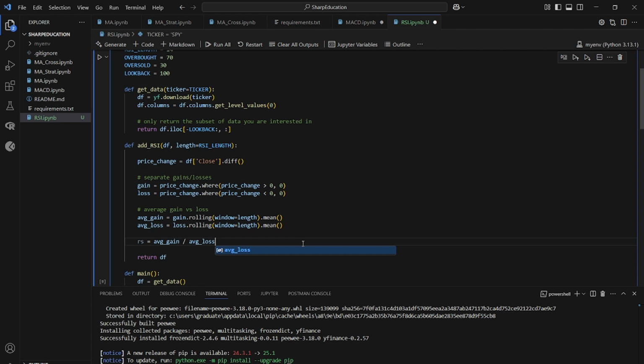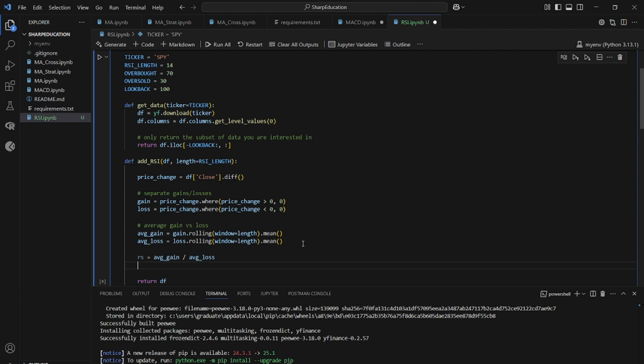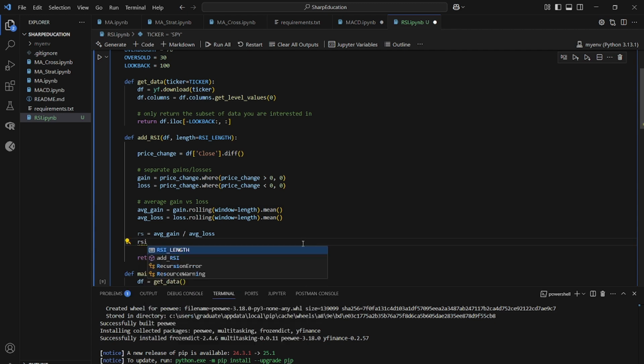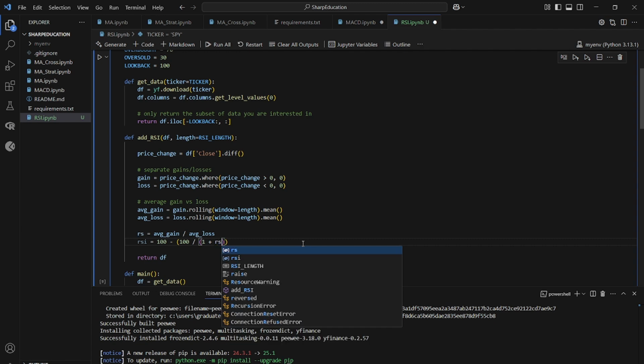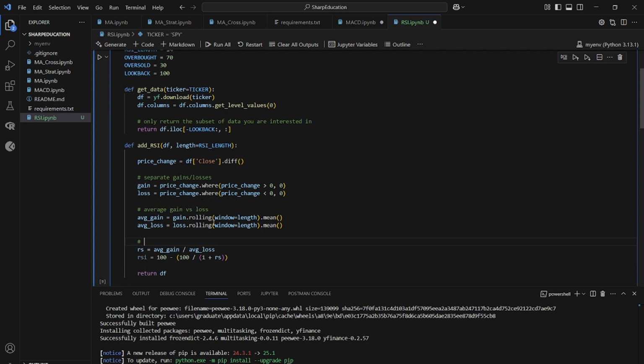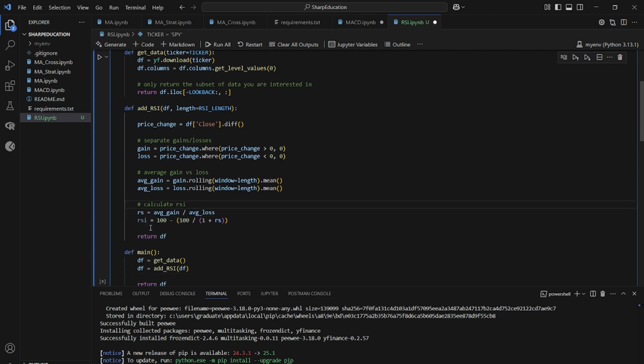And to standardize this, to keep it between 100 and 0, we need to do a standardization function. So the relative strength index equals 100 minus, and then this is the function for it. Here you can see the formula that I'm following. 100 divided by 1 plus the relative strength. Great. So let's add a note here to denote that. Calculate RSI. And that is the whole function.